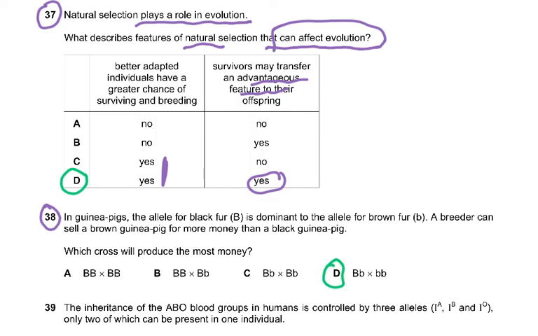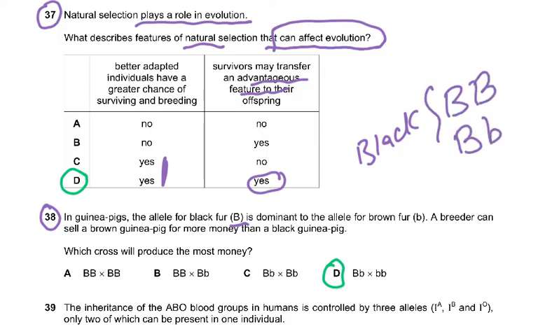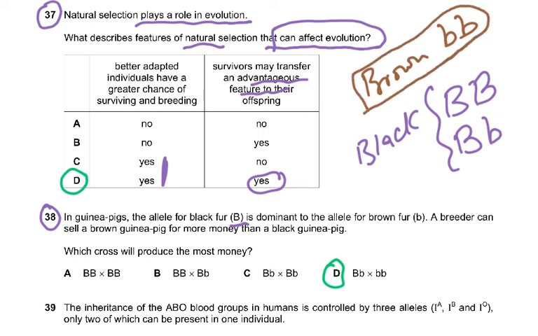In guinea pigs, the allele for black fur is dominant. So black ones will be either this or this. I always tell you to write this down. And the allele for brown fur is recessive. Now the brown fur would always be this. There can't be anything else. So all the brown guinea pigs will be small b, or they will be homozygous recessive.